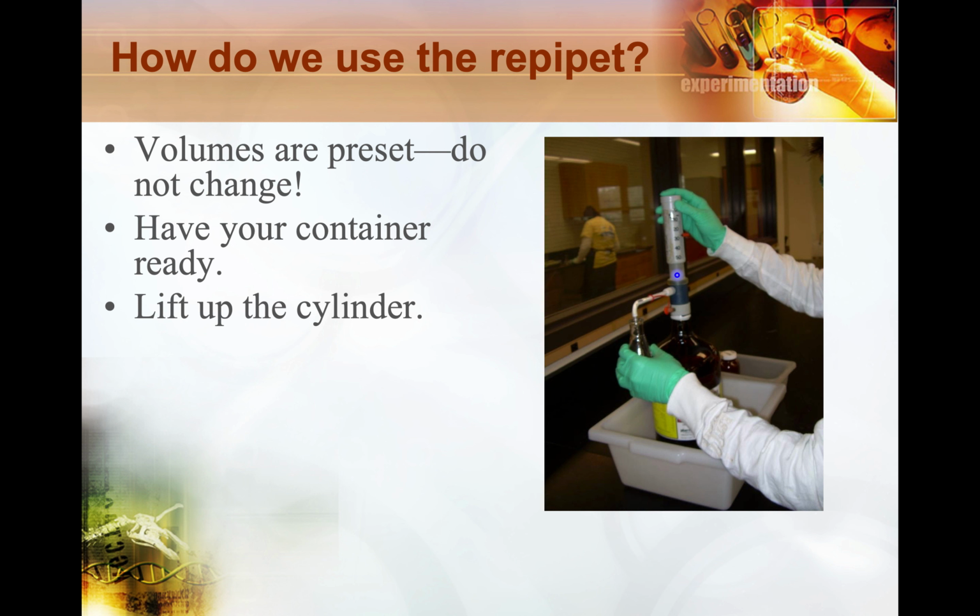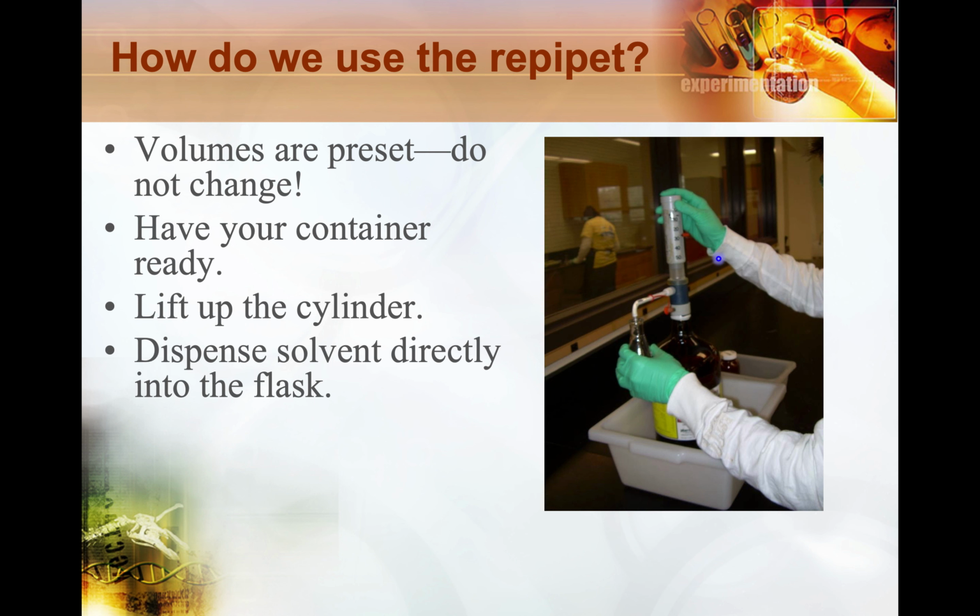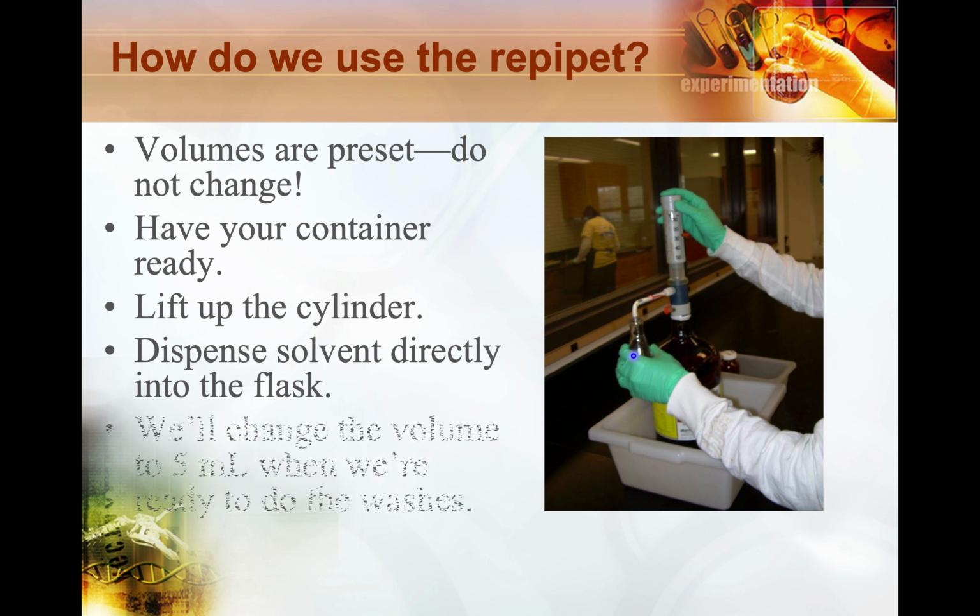You'll pull up until you feel some resistance, and then you will push it back down, and that will push the solvent in through the spigot into your container that you're holding. After everyone's got their reaction set up, we will then change the volumes from the 20 ml mark to the 5 ml mark. So you're ready for the washes that will occur.